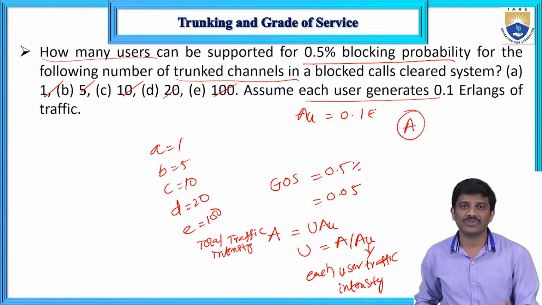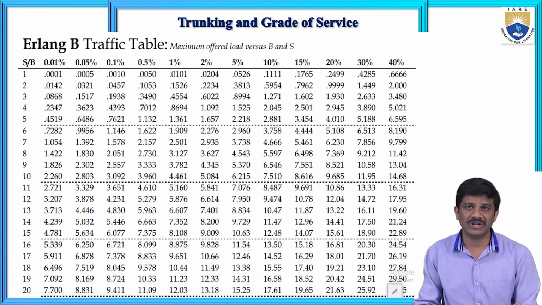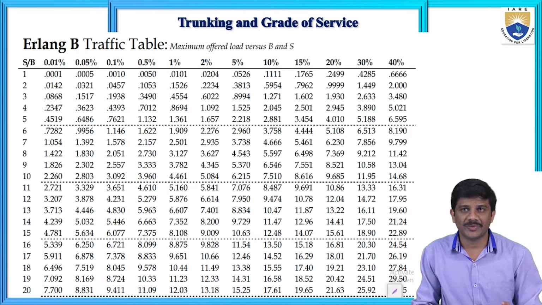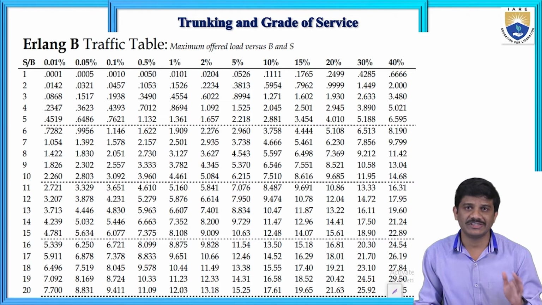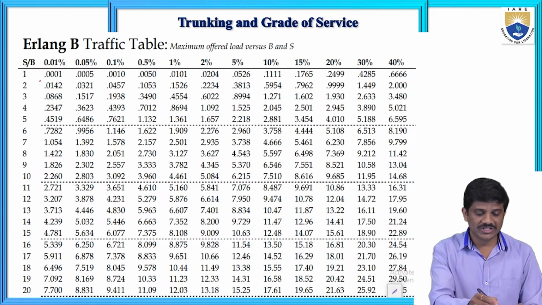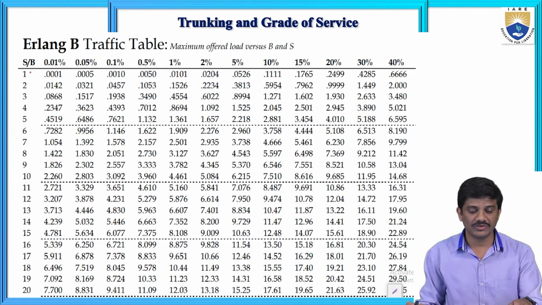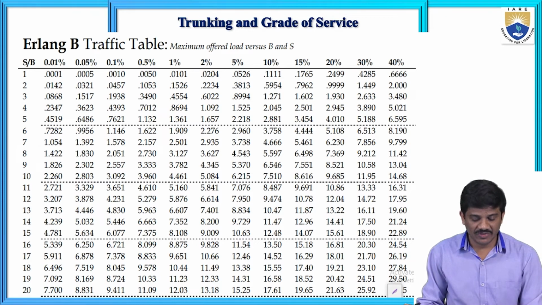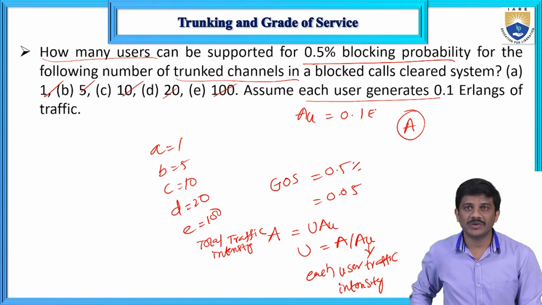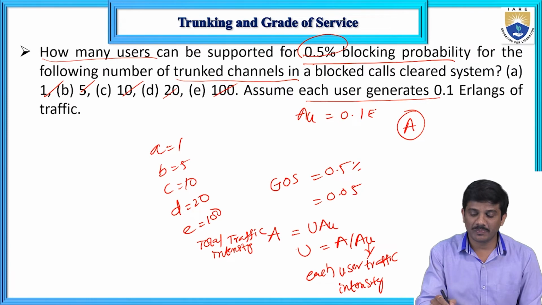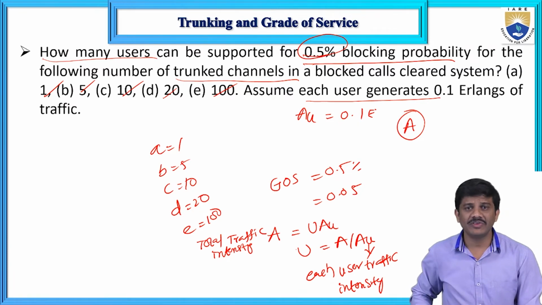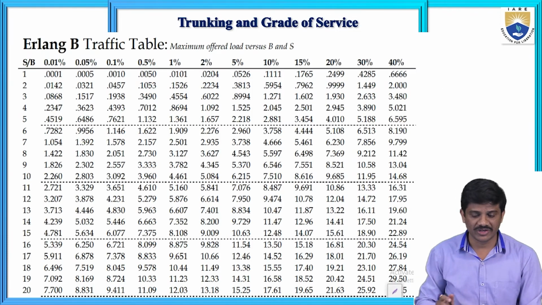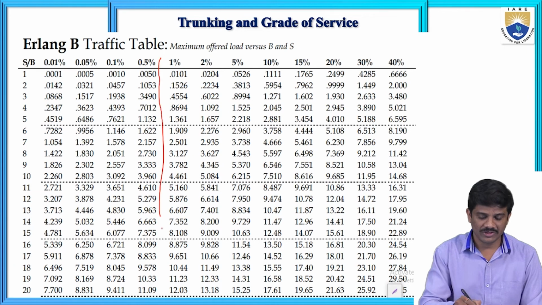Before that, we can see the Erlang B table, how we can find out the maximum traffic intensity. You can see these are the channels, 1, 2, 3, 4, 5, 6 up to 20. Here is a clear picture. What percentage did they mention in the question? 0.5 percent. Then we can see where 0.5 percent is and assume this one.